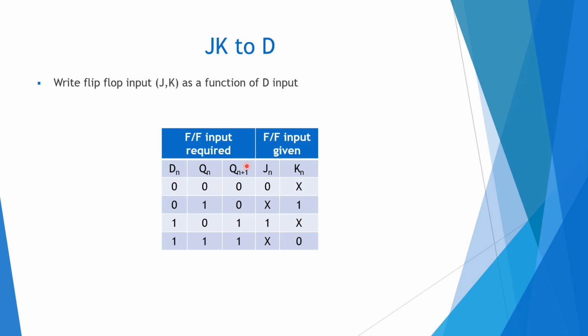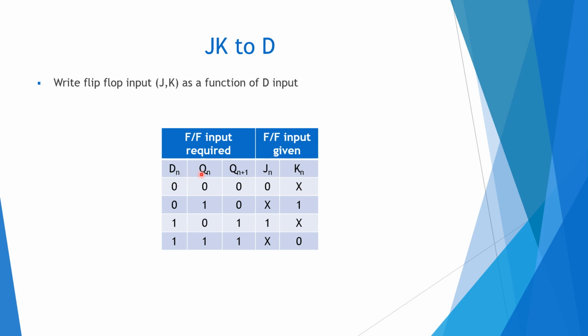So let us now take the example of a JK flip-flop converting into a D flip-flop. What we have to do is write the flip-flop inputs, J and K, as a function of the D input. So we have to find a combinational circuit logic to get the output at the J and K inputs of the given flip-flop. We have to find the J and K outputs as a function of the D input. So you write here, this is the input required, the D input function.